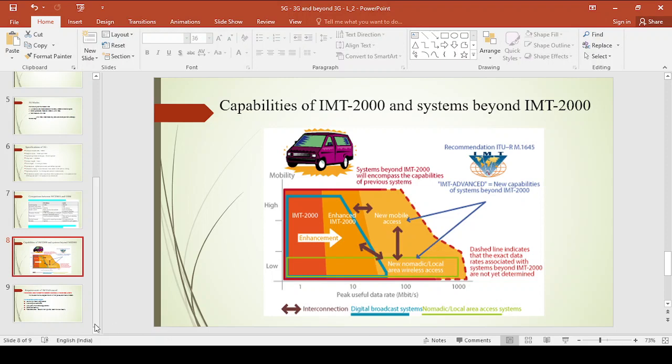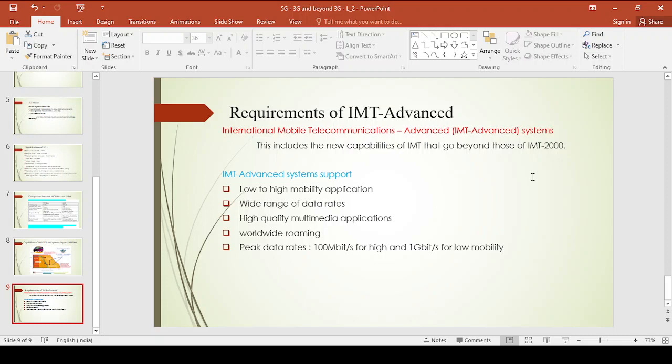Now coming to next slide, requirements of IMT Advanced, nothing but your fourth generation system, right? What is IMT? International Mobile Telecommunication. IMT Advanced is nothing but the fourth generation system. Now in this slide we will see what are the requirements of 4G systems, nothing but IMT Advanced. This is the standard given by the International Telecommunication Union, ITU, for 4G system, that is IMT Advanced.